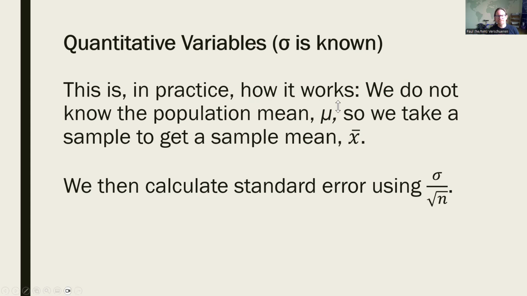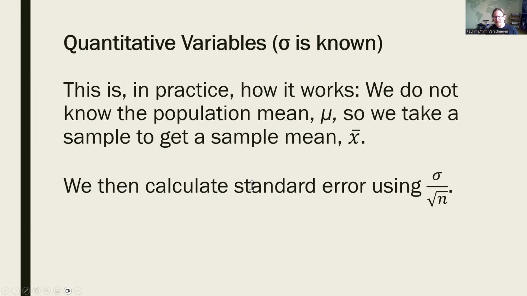So this is how it works. We don't know the population mean, so we take a sample to get a sample mean, right? Like I don't know how many sodas people drink a week, so I would just take a sample, study how many sodas people drink a week, and try to understand what that number tells us about how many sodas all people drink per week.